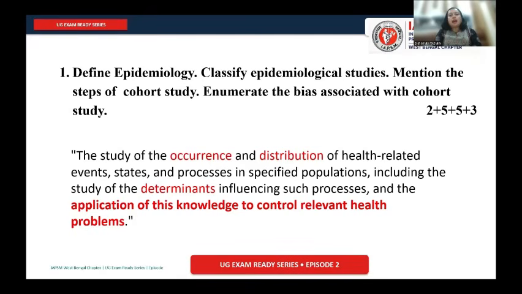I, Dr. Shamima Yasmin, along with my colleague Dr. Poulomi Mukherjee, will discuss the Community Medicine Internal Assessment paper of Medical College, Kolkata. So let's begin. So let's start with question 1 of paper 1.